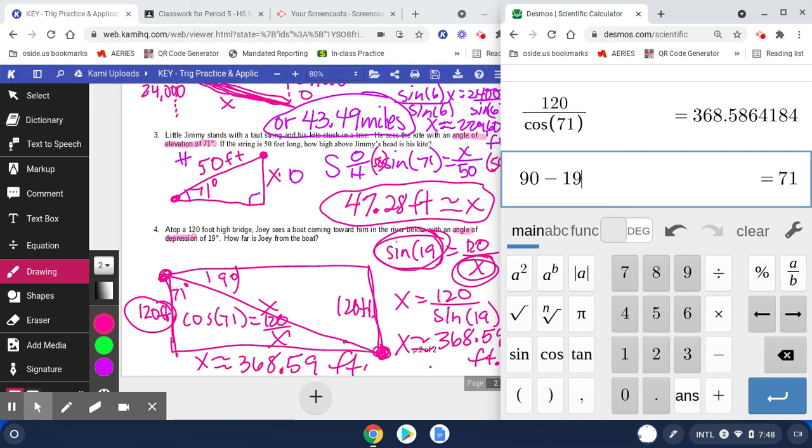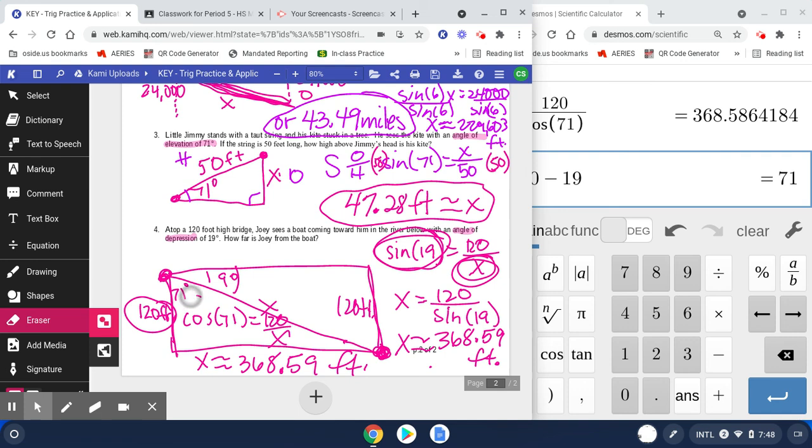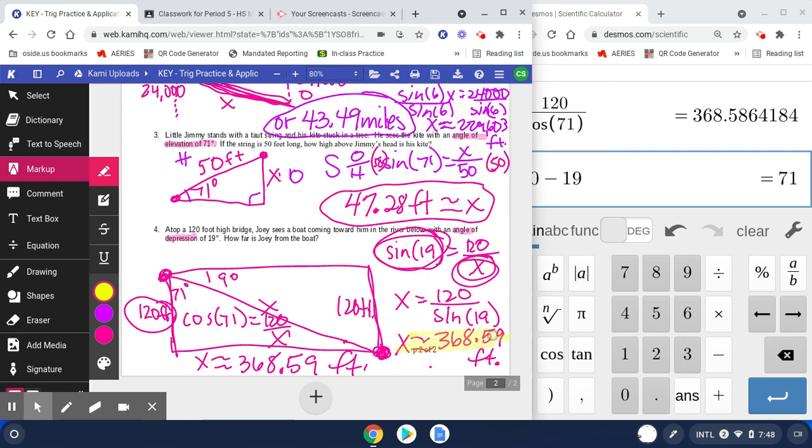Okay, so whether you wanted to do it as this complementary angle, cosine of 71, or whether you wanted to do it the original angle of depression, the sine of 19, both of these will give you the missing hypotenuse. It's just two different ways to do it. Either way, this is how far Joey is from the boat.